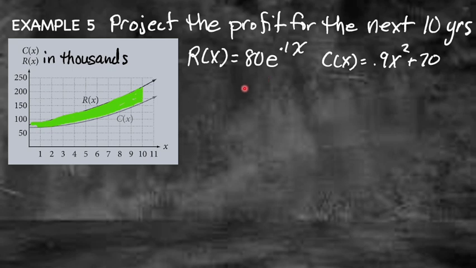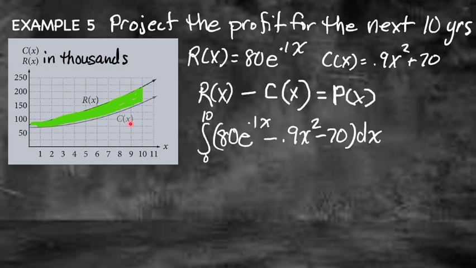But we want to know the accumulative profit over the whole 10 years. And that profit is the difference between the revenue and the cost function. We are going to integrate using the limits 0 to 10 because we want to project it for the next 10 years. And we're going to take our revenue function, which is 80 times e to the 0.1x, and we're going to subtract 0.9x squared and 70. This minus right here comes from the fact that when I subtract the cost function, I subtract both terms. So both of these are negated. So this is why we have a minus here.